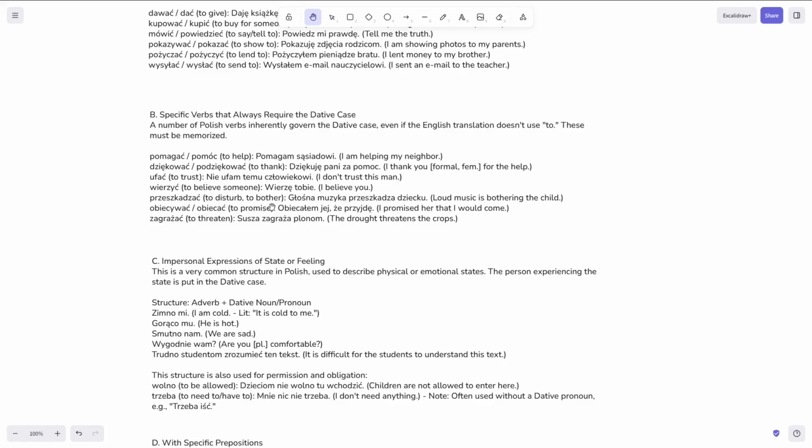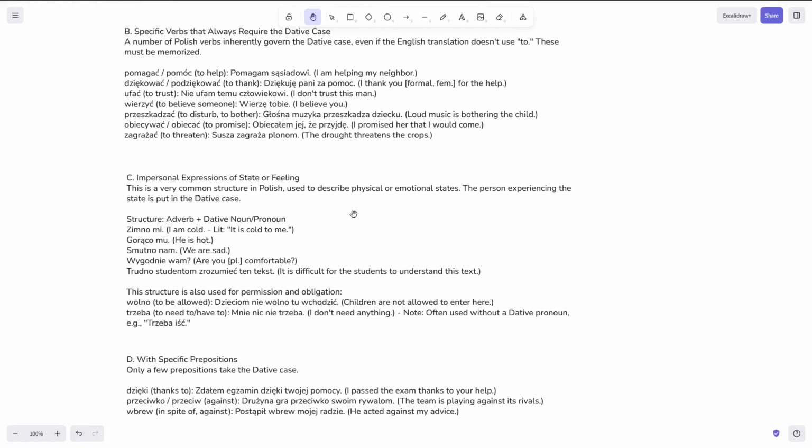Przeszkadzać, to disturb or to bother. I'm not sure if give bothering is the most logical thing here, but the same way, you just have to remember that it is in dative case, okay? Like, you make bother to someone, or you make a disturbance to someone, in that sense, okay? Promise, you give promise to someone, so that's why it follows dative. And to threaten, you give threats to someone, okay? I hope it makes sense.